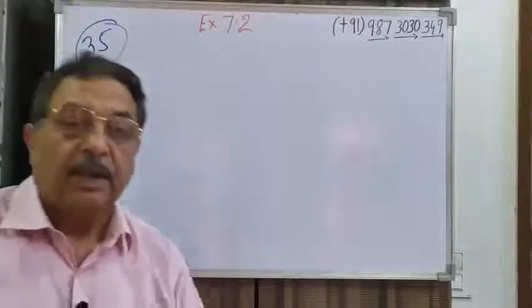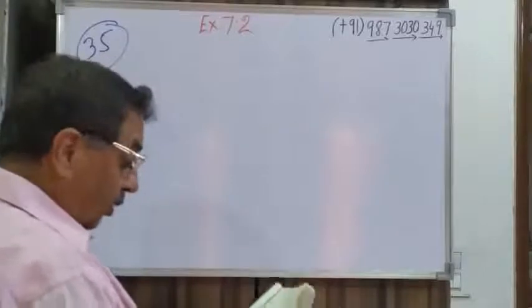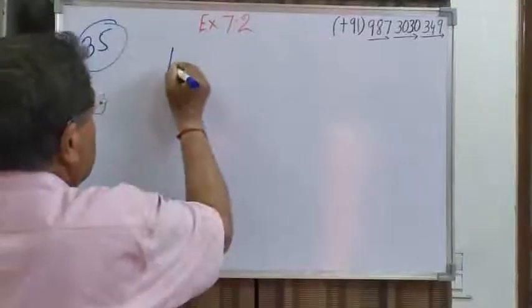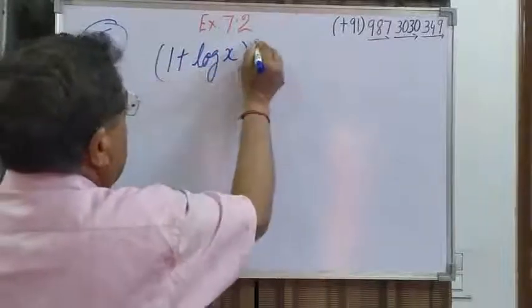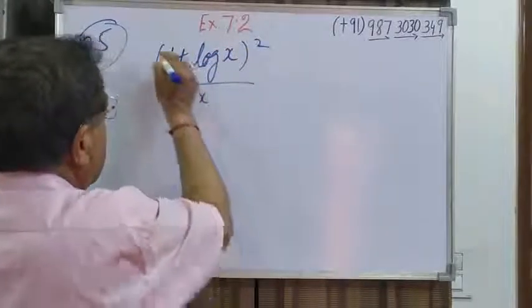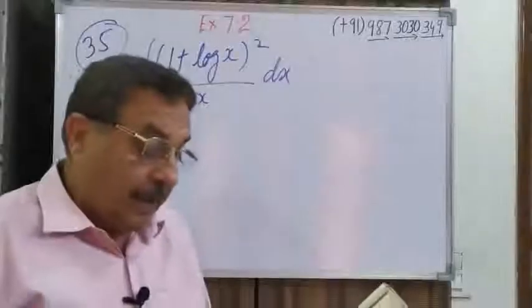Now the next question of exercise 7.2 is the 35th. The next important question is our 35th question. Let us do this one. It is 1 plus log x whole square divided by x, and the integration of this one.